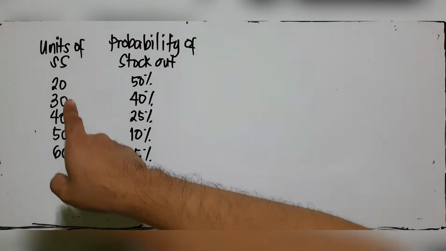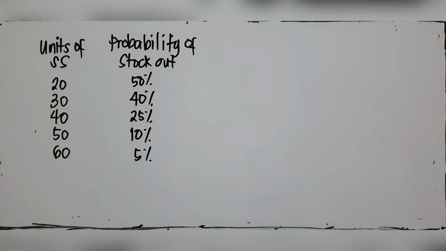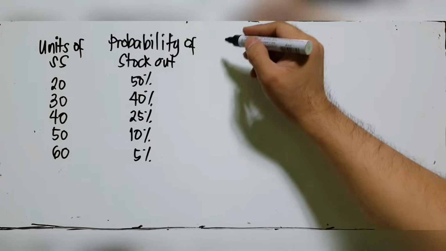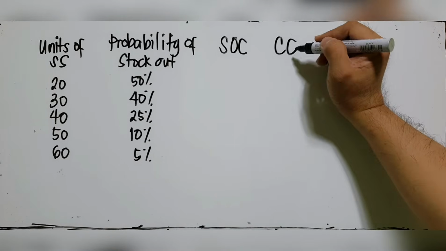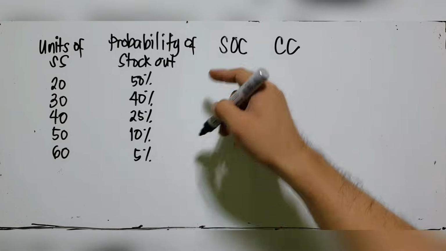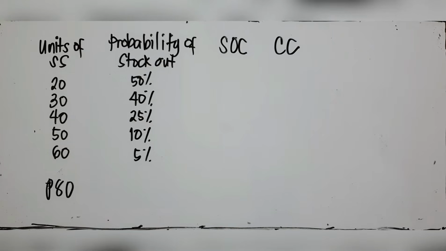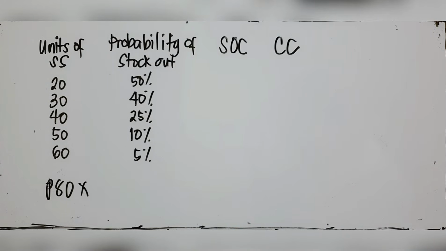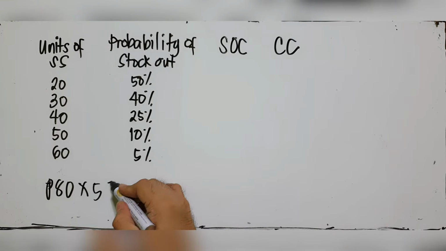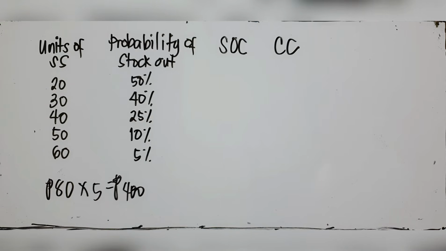Okay, I just wrote here the units of safety stock in the problem and then the probability of stock out. So sabi natin kanina, ang cost associated with this scenario ay yung ating stock out cost. And yung pangalawang cost ay yung carrying cost. Okay? So, ang stock out cost natin, so meron tayong 80 pesos na stock out cost per occurrence. Tuwing kailan or gaano ba kadalas mangyayari na magkakaroon tayo ng stock out? Depende sa number of orders that we are making. So in our case, we have 5 orders in a year. So 400 pesos yung total stock out cost natin.